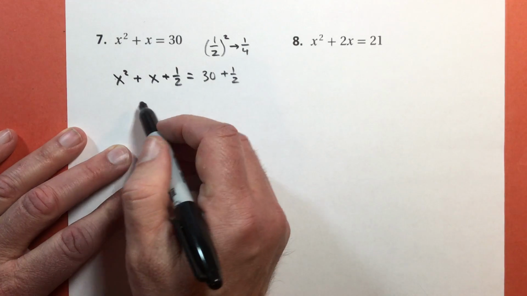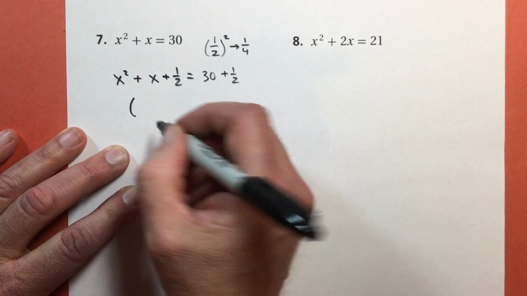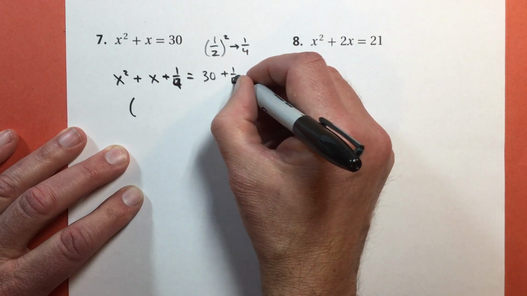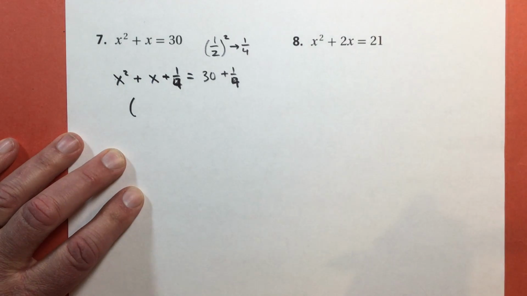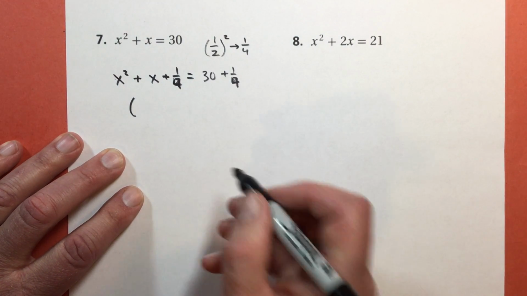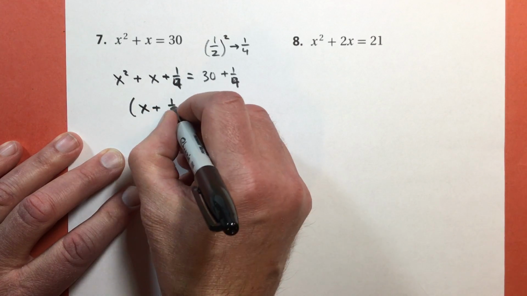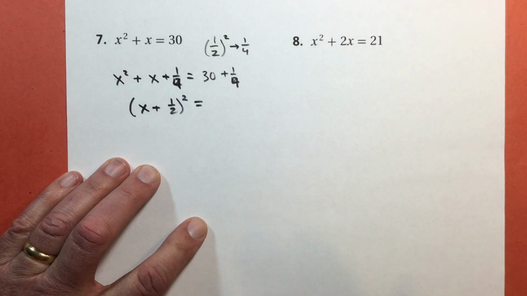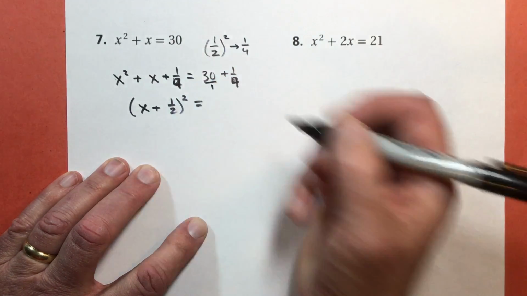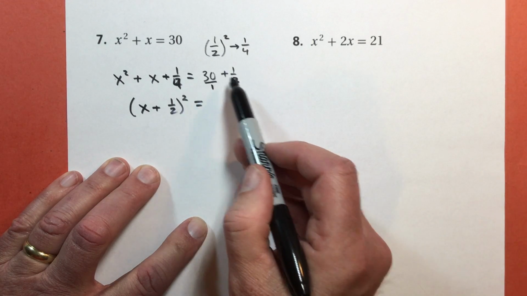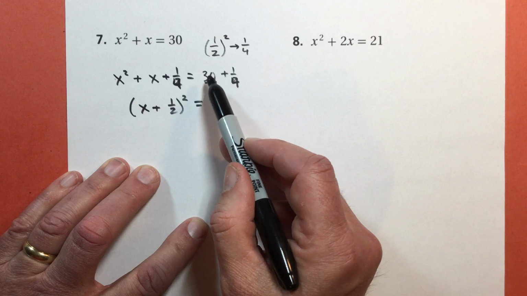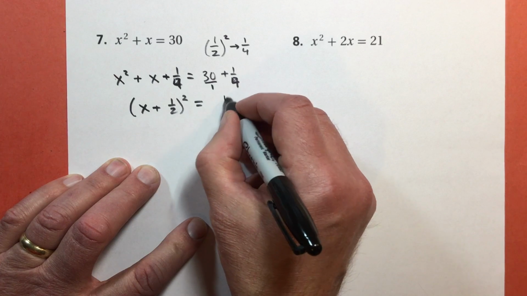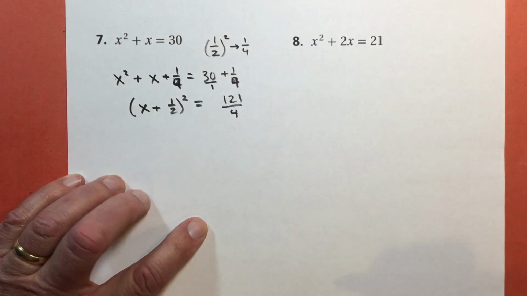Excuse me, sorry, 1/4. It's just a late night for me. I'm trying to get these videos done on time. So I get x plus 1/2 squared equals, and I'm going to put these together by making a common denominator. This is 30 over 1. If my common denominator is 4, this is going to have to be 120 over 4. And when I add, I get 121 over 4.